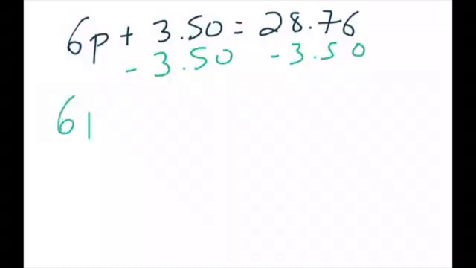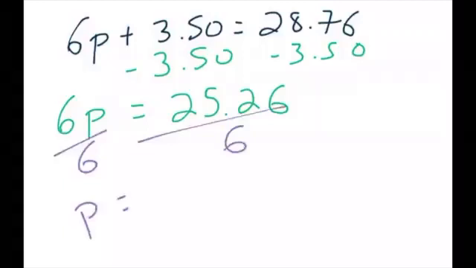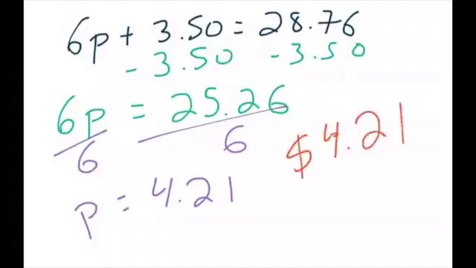Which gives me 6p equals $23.26. Just kidding, that's going to be $25.26. Then we're going to divide both sides by 6. So p equals 4.21. So my solution for this problem is going to be $4.21 per pair of socks.